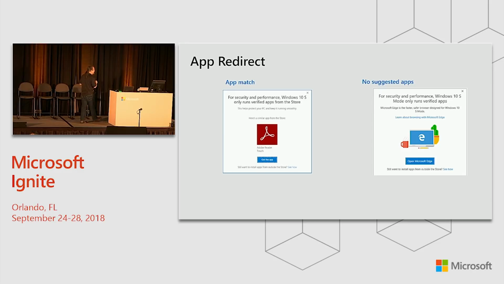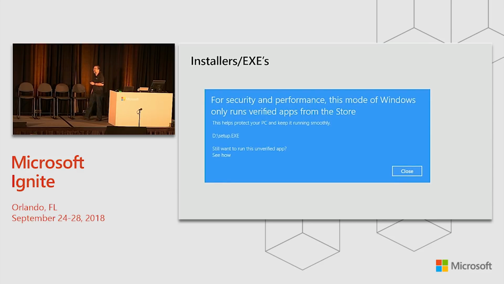That's a good idea. That's the same with Edge as well. If you're trying to load something that requires a blocked control, you also see this in Internet Explorer. An untrusted ActiveX control is not going to be able to run either. If you pop in a DVD that has a traditional setup, you're going to get this: for security and performance, this mode of Windows only runs verified apps from the Store. And then you'll see a See How link, and the See How is only going to do one thing, and that's direct you to the Store for the capability of doing an unlock.